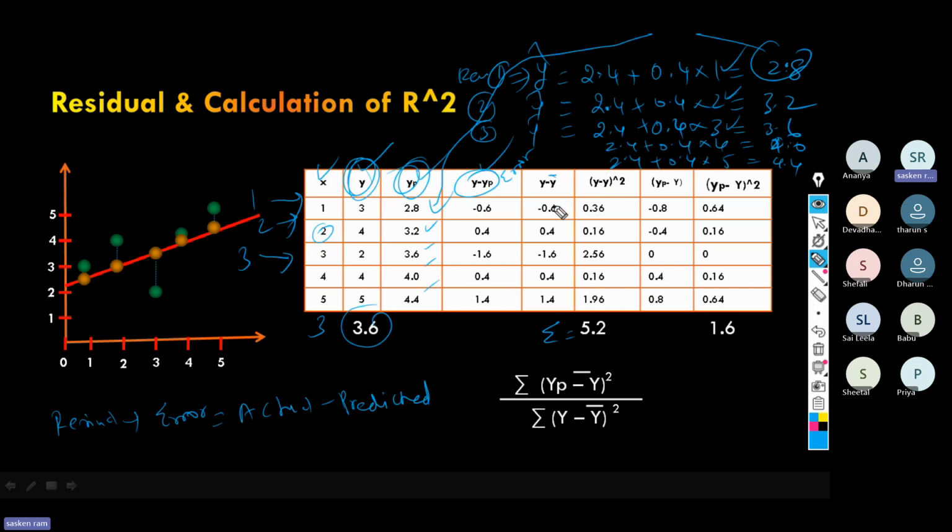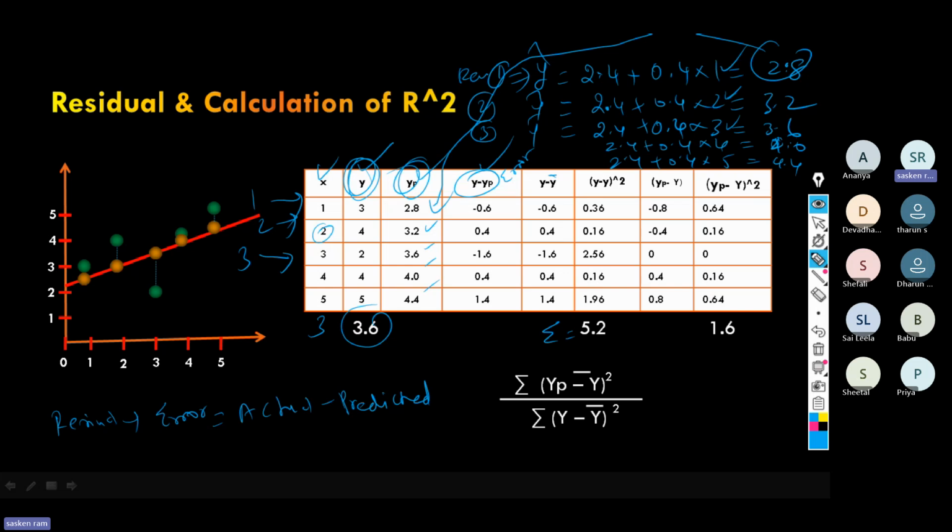Why do I square it? Because I'm going to sum all these values. If I sum all these values, the positive and negative will get subtracted. I don't want that to happen, hence I square these values. Sum of this is equal to 5.2, and the predicted value minus my actual value, right? So that is what this one shows here. Correct? That is what it shows. And then the next one is yp minus y whole squared. So I'm doing that one also.